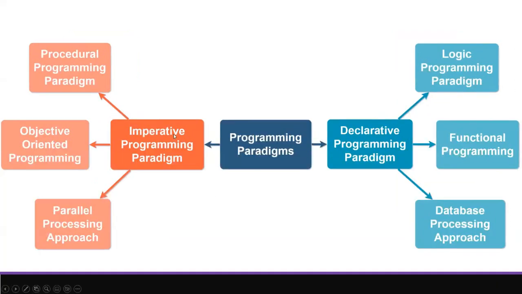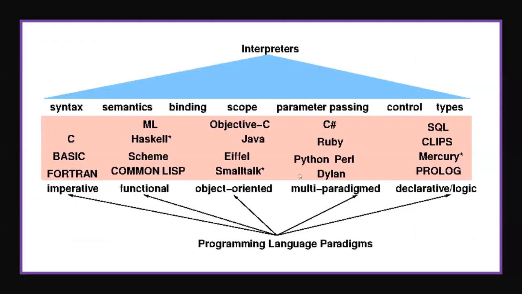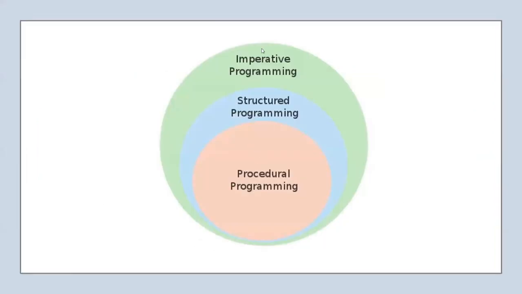In programming paradigms, you have imperative programming, and under imperative programming you have procedural programming, object-oriented programming, and parallel processing. And declarative, you have logical programming, functional programming, and database programming. Functional programming is becoming more important in AI. Object-oriented programming is also very important. And Python can combine both. These are different languages and their programming types.